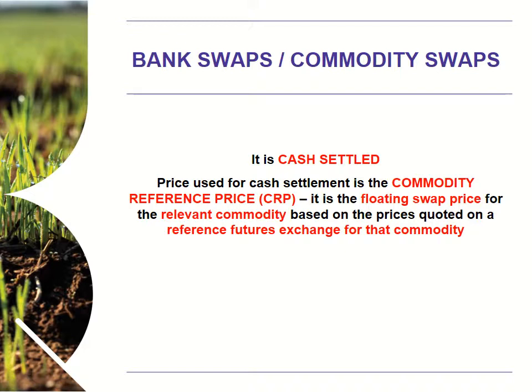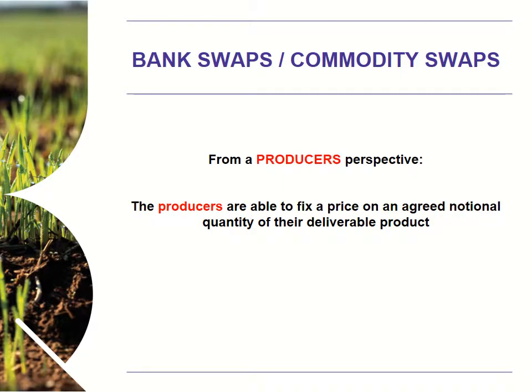The commodity reference price can be any futures contract price that the bank uses, and it is the floating swap price for a relevant commodity based on, as I said, the futures exchange reference price for that particular commodity. So it might be cotton futures from CBOT or a wheat contract from CBOT. Now that's agreed before you sign a commodity swap, and it's cash settled based on the difference between the current cash price and that commodity reference price.